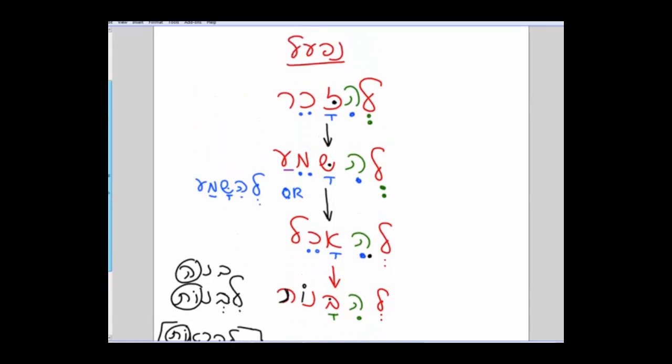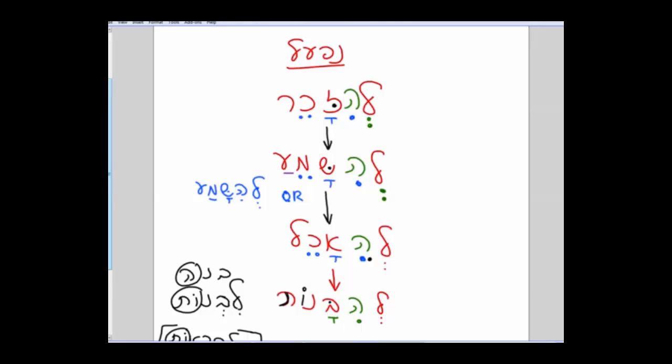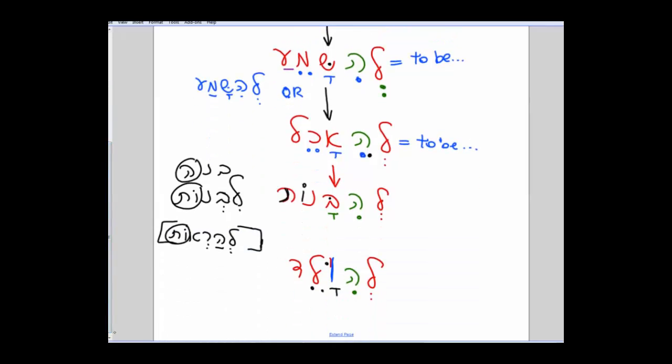Now let's translate these words, right? Before we go further, I forgot to translate them. What is lehizacher? To be remembered. Remember that guy Stephen who came up with this rule? Lehishama, to be heard, right? Lehe'achal, so pretend to be eaten, right? Because these are all passive, okay? How about lehibanot? To be built. Lehivalid, to be formed. Okay, so we see the pattern.